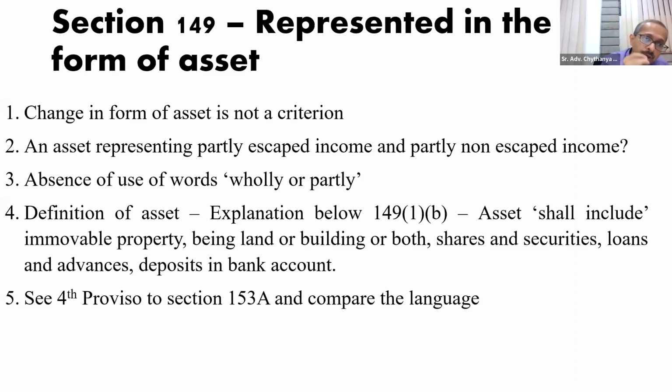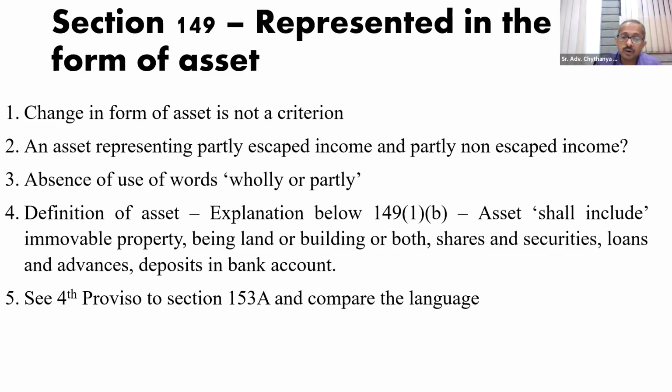That may not be criteria. Now take a situation where an asset represents partly escaped income and partly non-escaped income. He finds that I have one asset, one house. He finds that a portion of it is coming from escaped income, and the balance is disclosed. But interestingly, they have not used the words wholly or partly here.